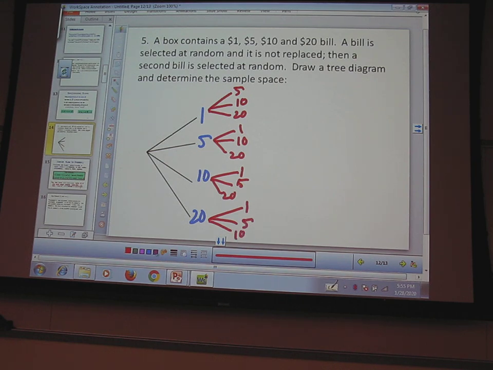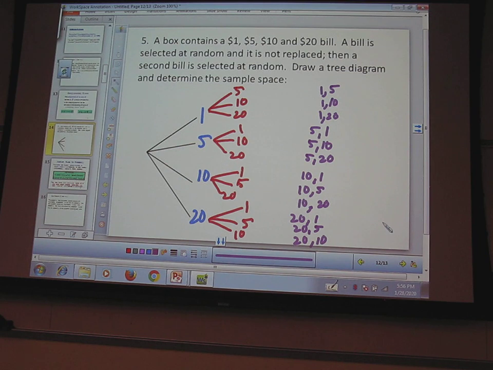So the sample space for this would be 1, then a 5, 1, then a 10, 1, then a 20, 5, then a 1, 5, then a 10, 5, then a 20, 10, 1, 10, 5, and then 20, then 1, 20, then 5, 20, then 10. Good? Everybody has that? All right.